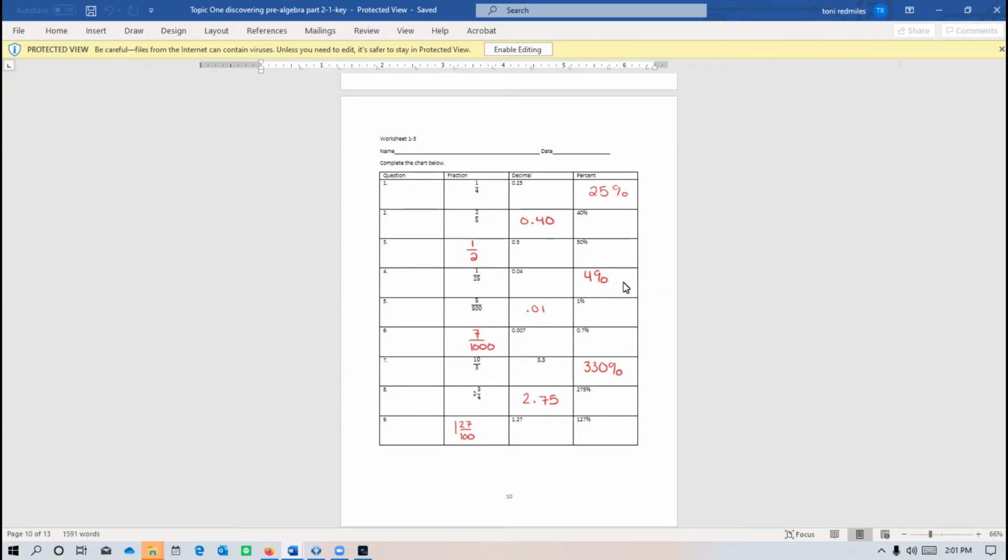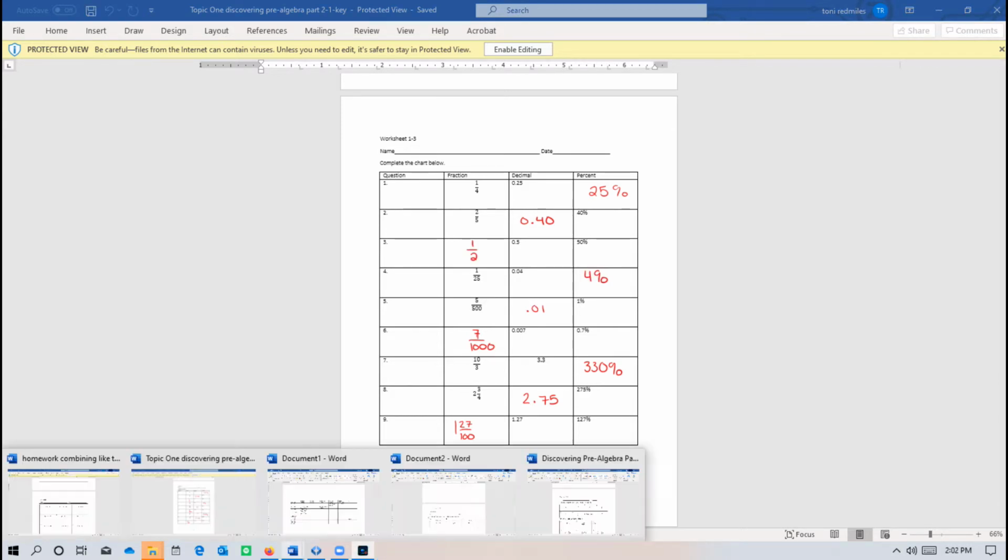This is worksheet 1-3 for Discovering Pre-Algebra Part 2. All right, so if you're doing this video, chances are we're trying to learn how to turn fractions, decimals, and percents into each other so that we can find the percentage of a rate or a ratio. So pause, correct your paper, and then I'll show you what I did.